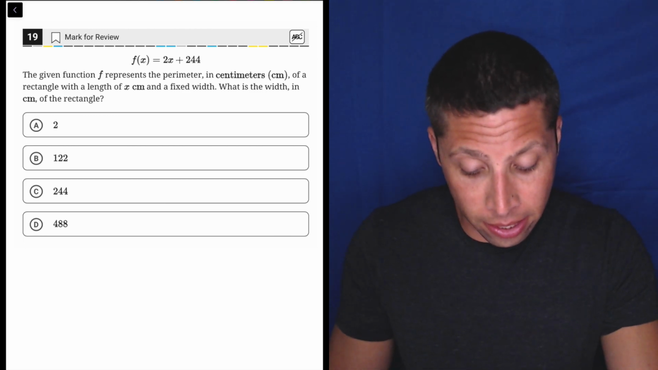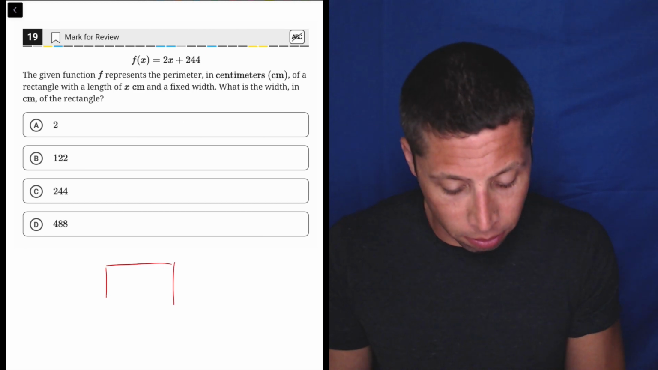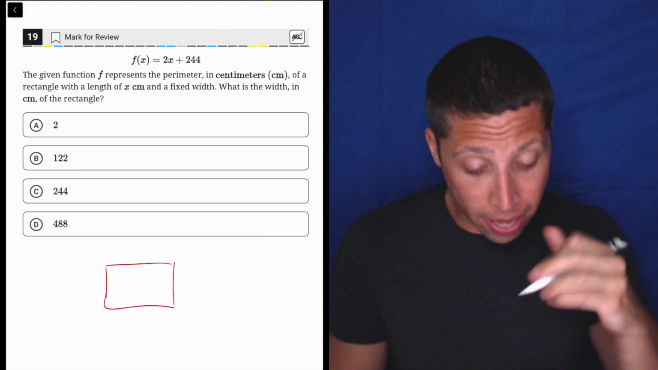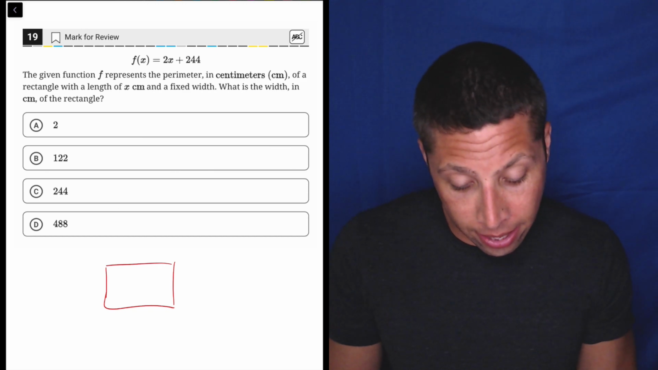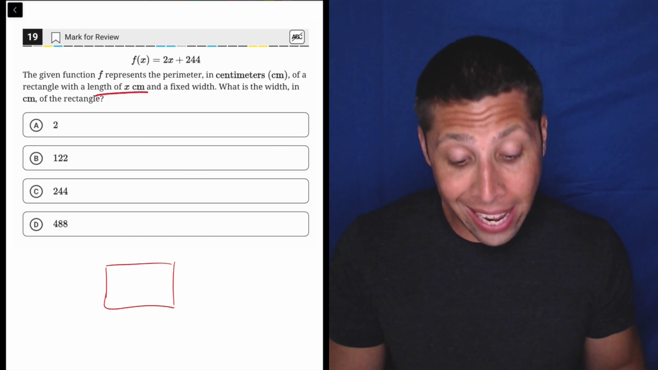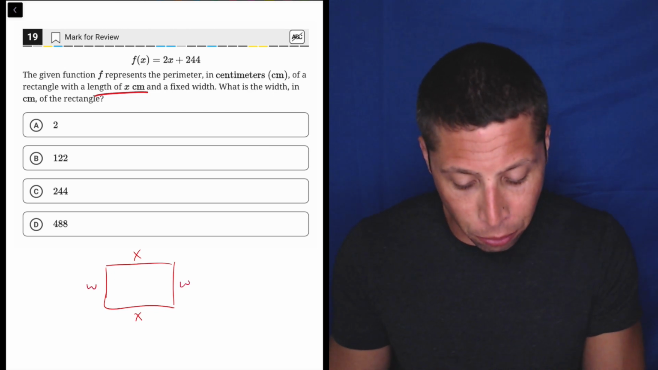And because this is a rectangle, we might want to draw one, right? So here's a quick rectangle. And let's put some of the information that they give us on here, right? They tell us that it has a length of x centimeters. This would be x and this would be x, right? So we can just put w for the width for now.